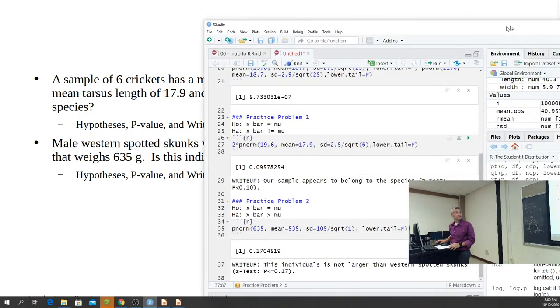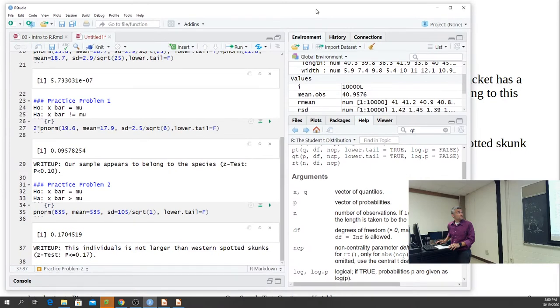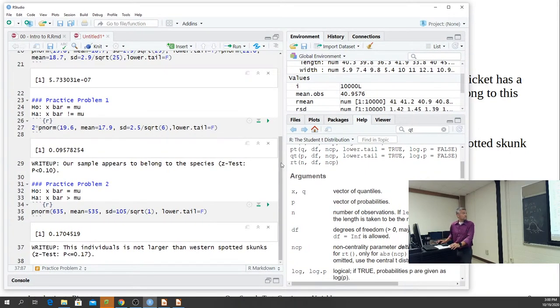Right, here's number one. It's always a good habit to make sure you know what your null and alternate hypotheses are, because no matter what our p-value is, we either fail to reject the null hypothesis or we reject it.